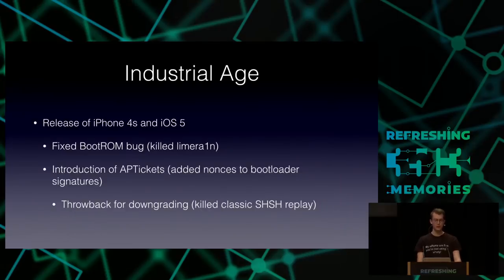With the release of the iPhone 4S and iOS 5, Apple fixed the boot ROM bug and essentially killed LimeRain. They also introduced AP tickets and non-system bootloaders, which I'm mentioning because it's a throwback for downgrading. Before that, if you updated to the latest firmware and had saved your SHSH blobs, you could just downgrade and then jailbreak again, which wasn't a big deal. But with that, they also added downgrade protection, so jailbreaking became harder.